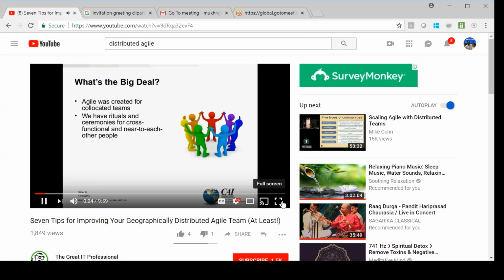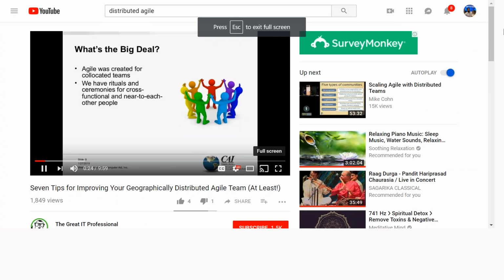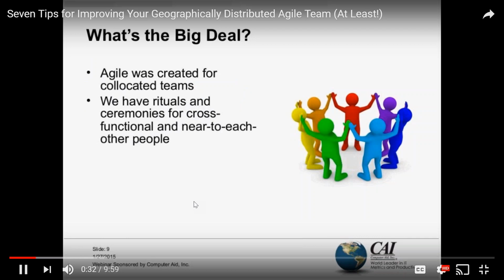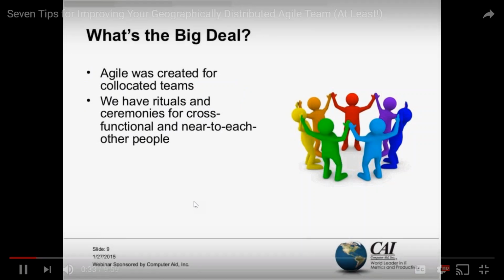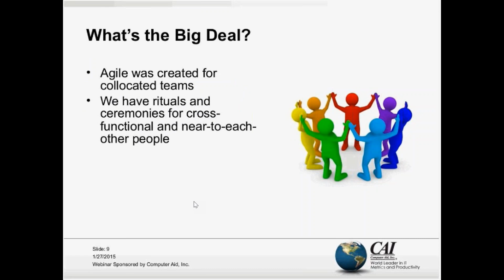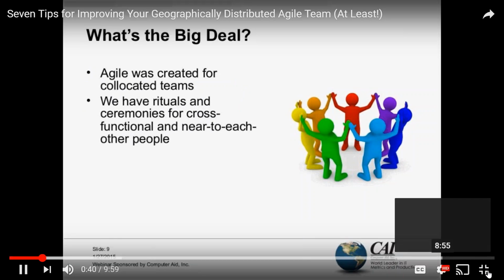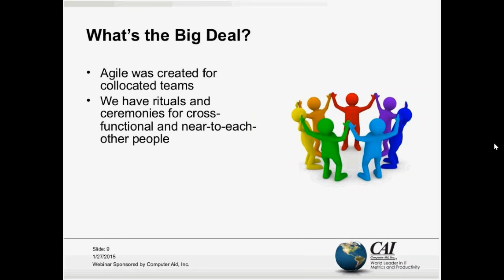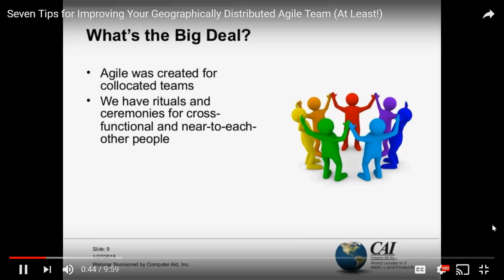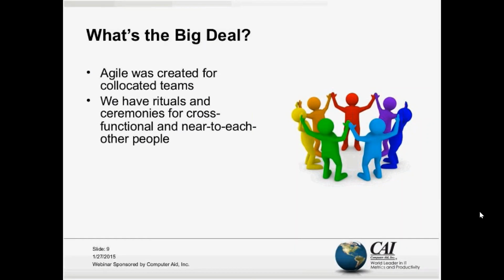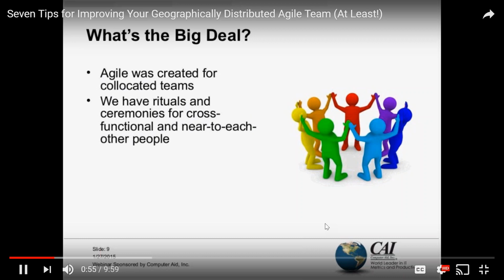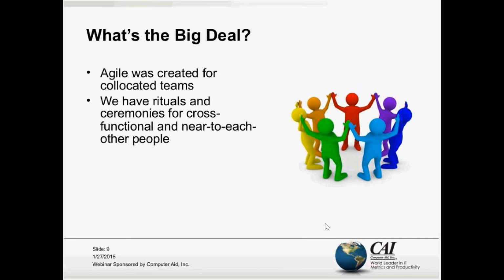Geographically distributed teams in Agile. Agile was originally created for co-located teams, and we have many rituals and ceremonies for cross-functional people near to each other. So when you have a geographically distributed team, you might be saying, I don't know how to do this business with standing up. How do we even have a time when all of us can be in the same room together, or at least in the same time, on the time-space continuum together?